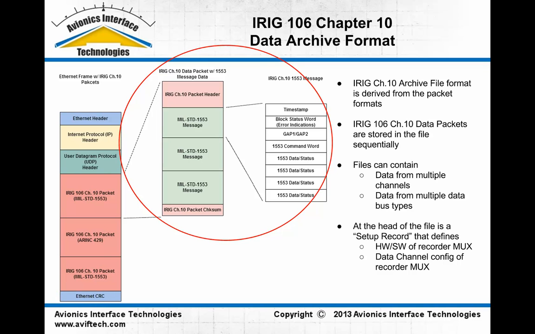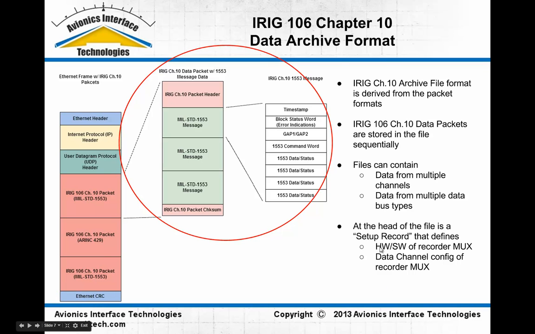archive. Also, at the beginning of every one of those Chapter 10 archive files, there is a setup record that basically provides the definition of the configuration of the recording device. So this would indicate all of the avionics bus interfaces, for example, that were available, configured, and present on the recording device that recorded the data, and it would give you the channel ID and the bus type for each of those avionics interfaces in the recorder.